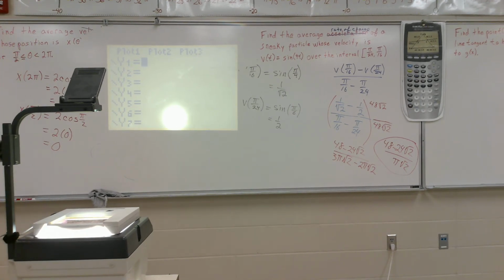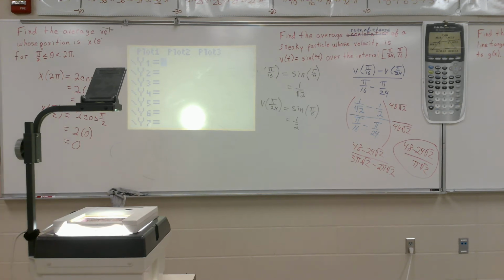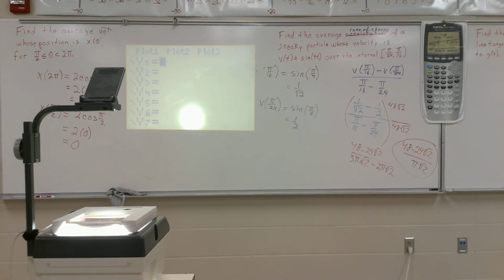Does that look okay? All right, so punch in our g of x, which is x to the third, divided by 3, plus x squared, divided by 2, plus x, and minus 3. Go down to your y2 and punch in negative 1x, divided by 3, plus 5.